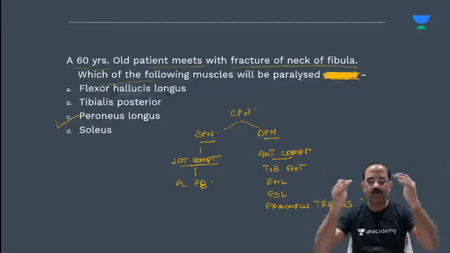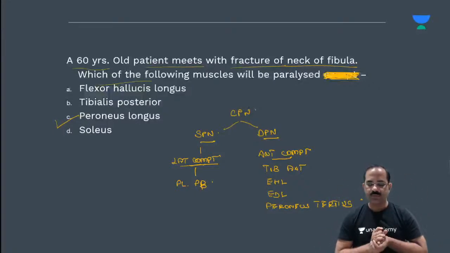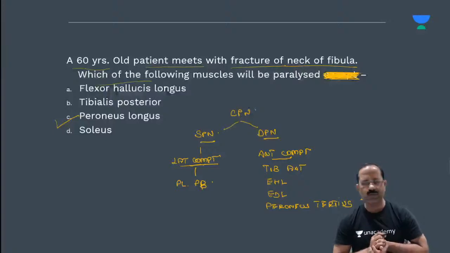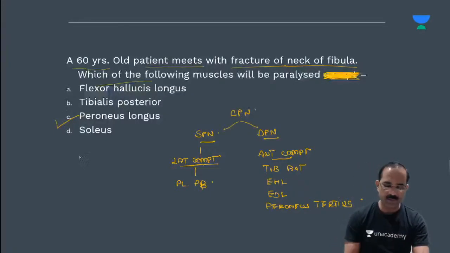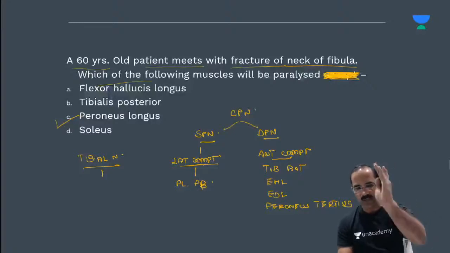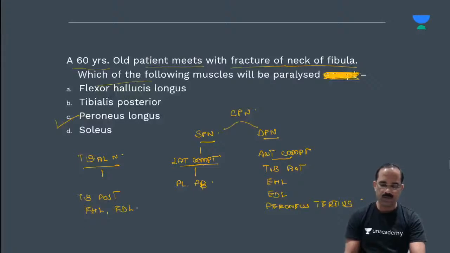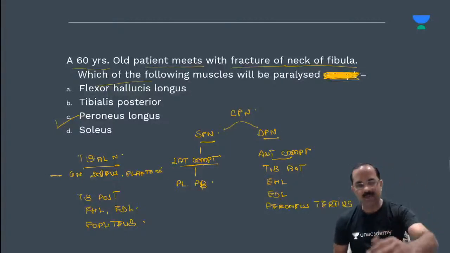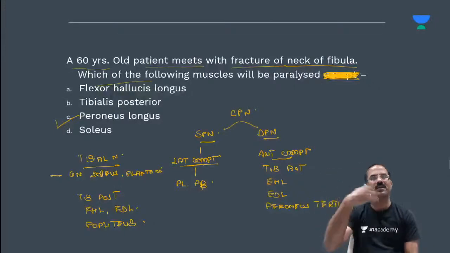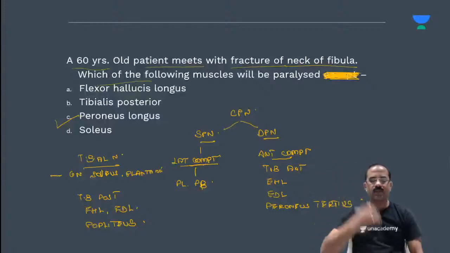Tell me, students, which is the nerve which supplies the muscles in the posterior compartment of the leg? That's the tibial nerve. The muscles in the posterior compartment: gastrocnemius, soleus, and plantaris are the superficial group. The deep group includes the popliteus, tibialis posterior, flexor hallucis longus, and flexor digitorum longus.